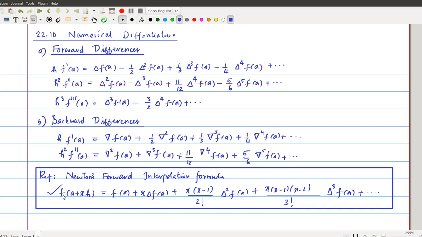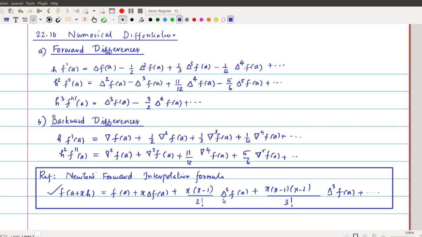h times f dash of a plus x times h. The derivative of f of a will be 0. The derivative of this will be 1 times del f of a, and similarly you can write all the derivatives of these terms. First of all, you expand this bracket and take the derivative. Del square f of a is independent of x, so that should be kept as it is. Similarly, you can find the derivative of all these terms.